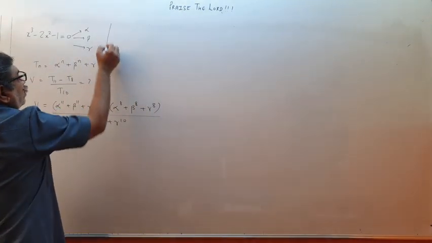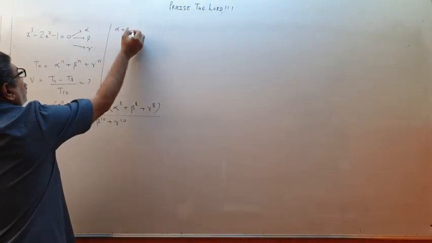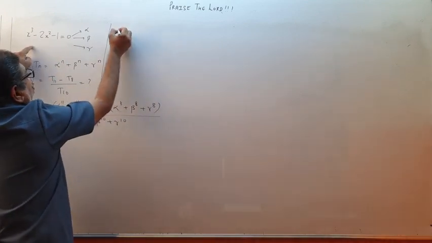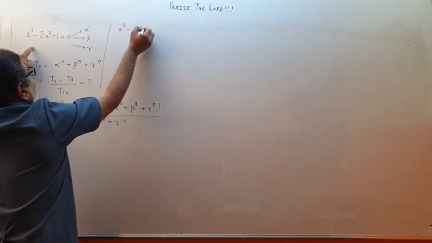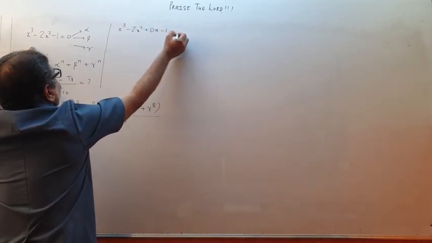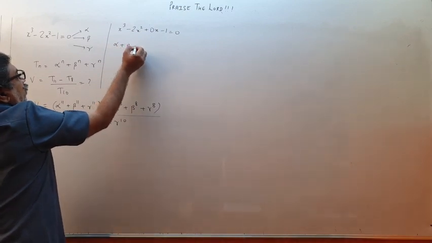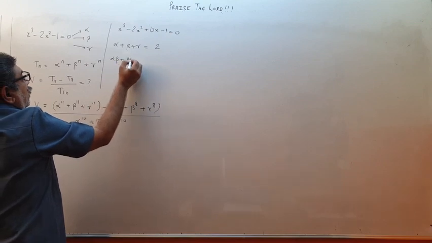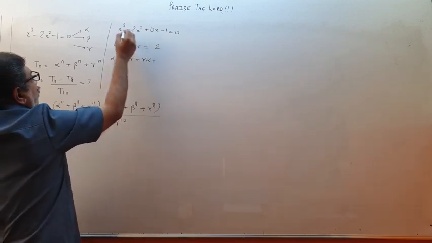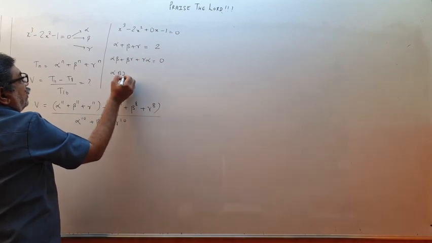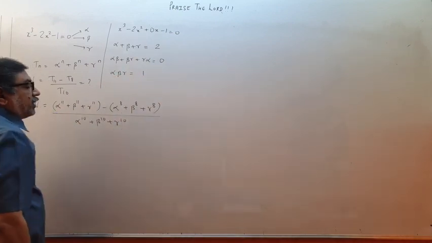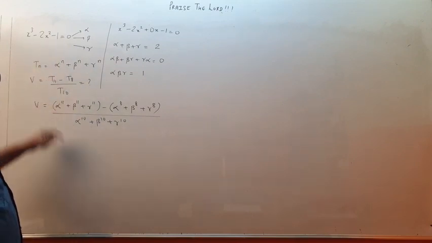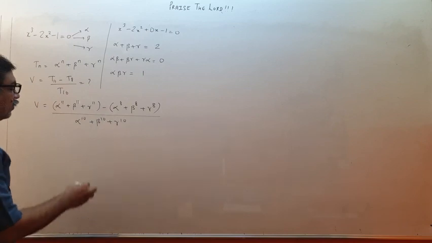We first find the values which we know: alpha plus beta plus gamma. Now see, this is not in the correct form, so let me write it in the correct form: x cube minus 2x square plus 0x minus 1 equal to 0. So alpha plus beta plus gamma is minus b upon a, which is 2. Alpha beta plus beta gamma plus gamma alpha is 0, and alpha beta gamma is minus of minus 1, so this is 1, like this. Now children, if you look at this equation, x cube minus 2x square minus 1 equal to 0.